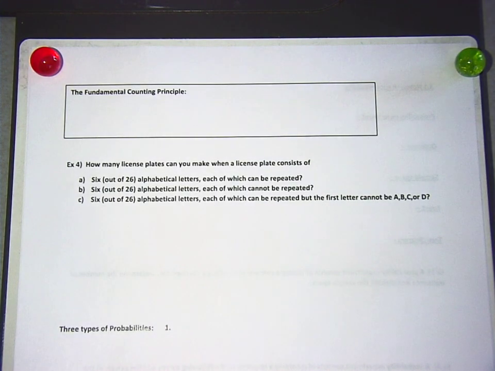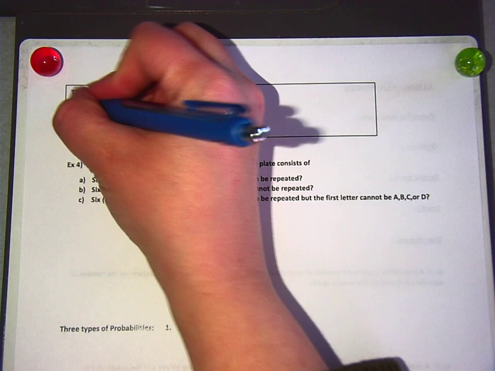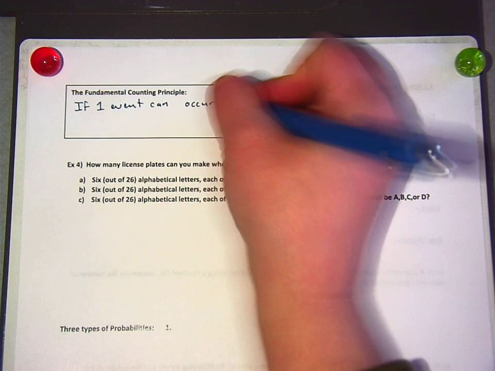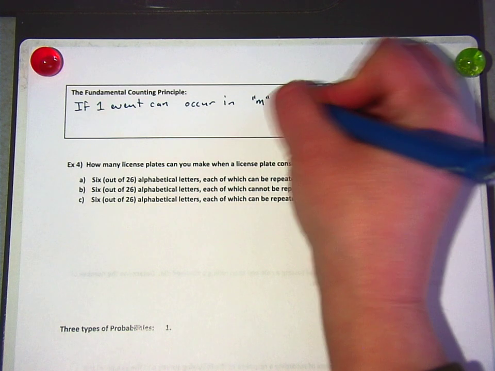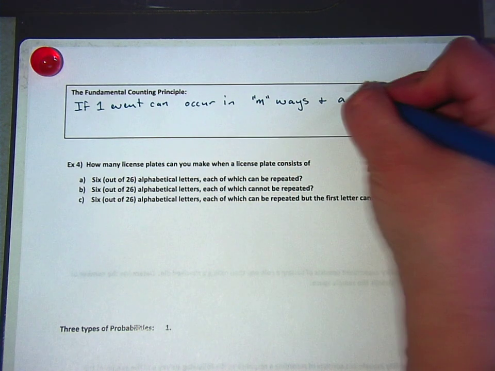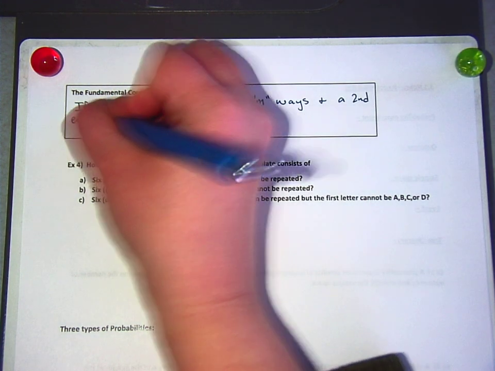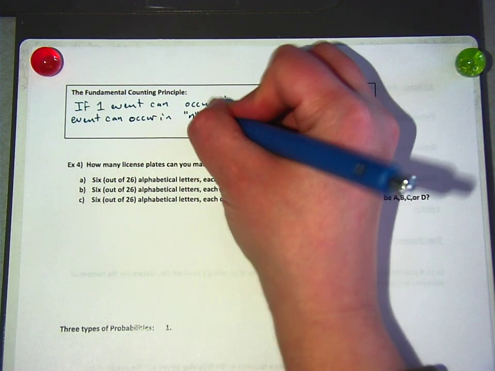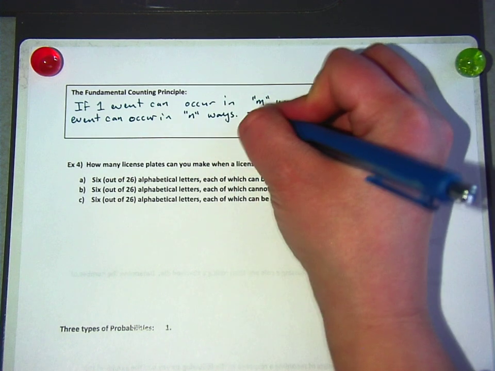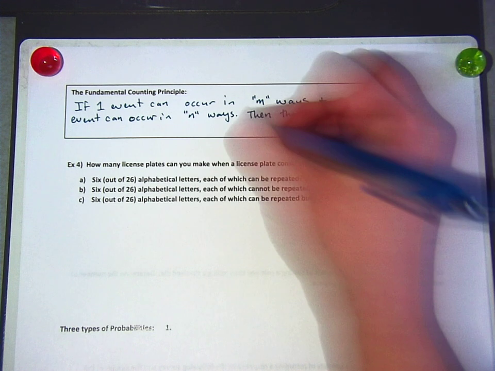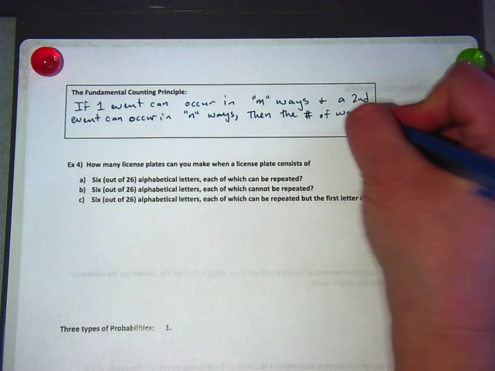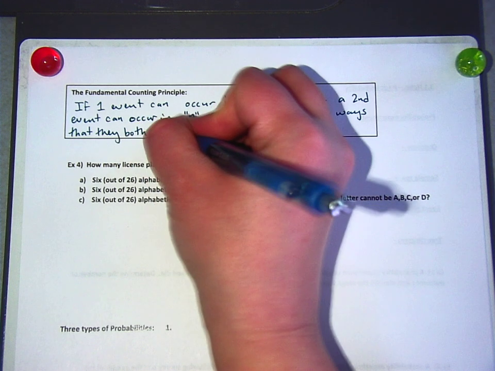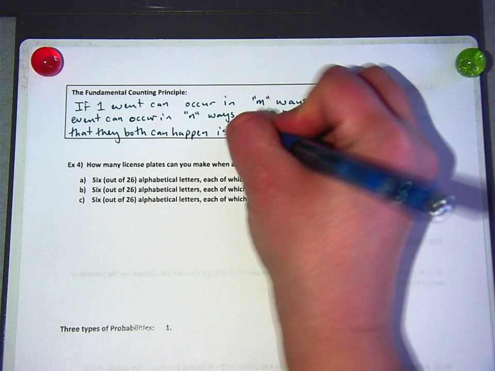All right, fundamental counting principle. The fundamental counting principle says this. If one event can occur in m ways and a second event can occur in n ways, then the number of ways that they both can happen is m times n.